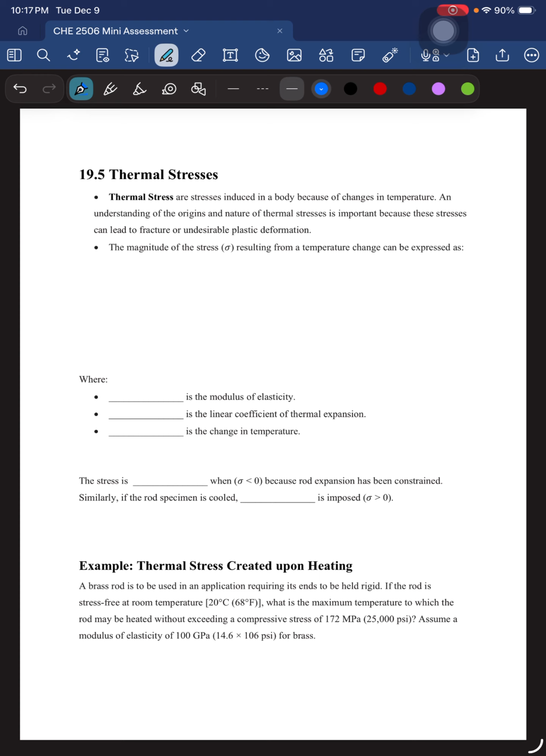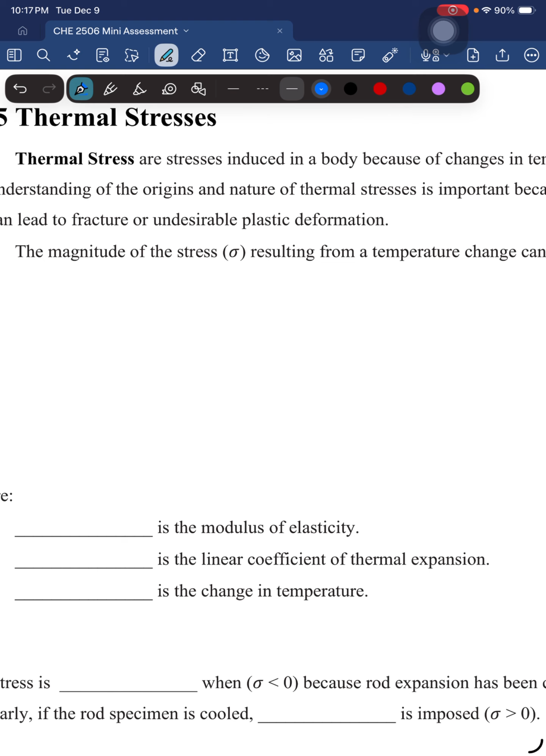So we have sigma, for stress, is equal to E alpha L, remember we talked about alpha L earlier, and then change in temperature.